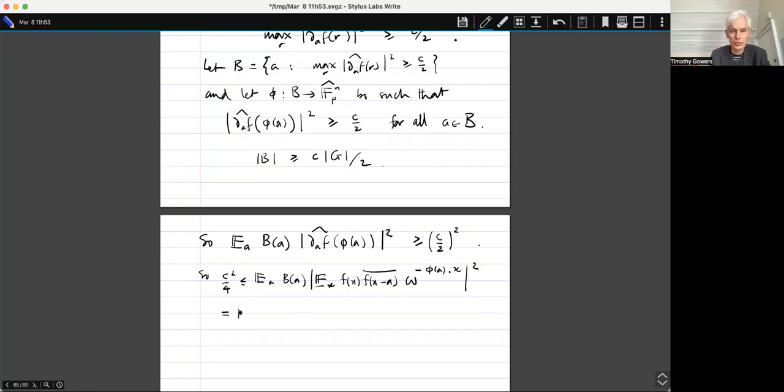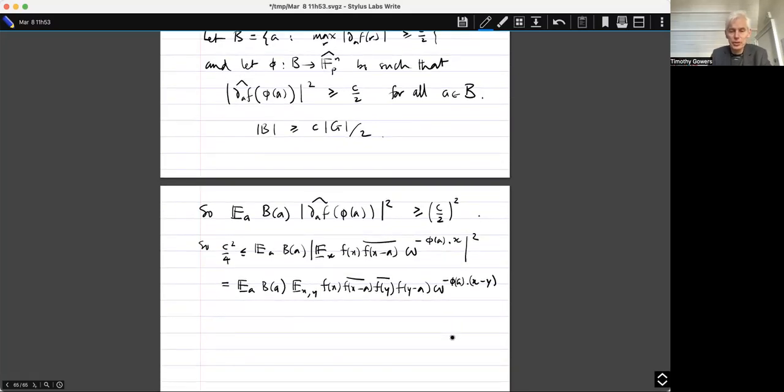which equals the average over a of b of a, average over x and y of f(x) minus a, f(y) minus a bar, times f(y) minus a, omega to the minus phi a dot. Then I have a contribution from an x and then a contribution from a y, but conjugated, so I get x minus y there.